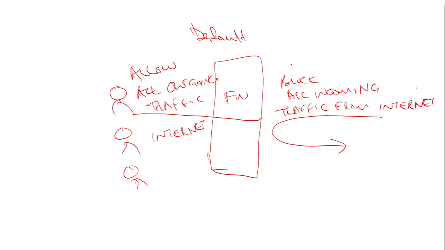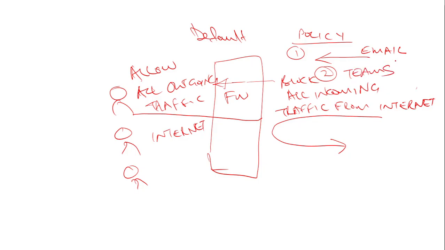Then we can come in and put a policy. Maybe our first policy is to allow our email traffic to come through. If it's an email, we are going to let it come through. Or number 2, let's allow Teams to come through, so that if somebody wants to have a meeting with us through Teams and they call us, it should be able to come through. So we'll be building policies as we go.